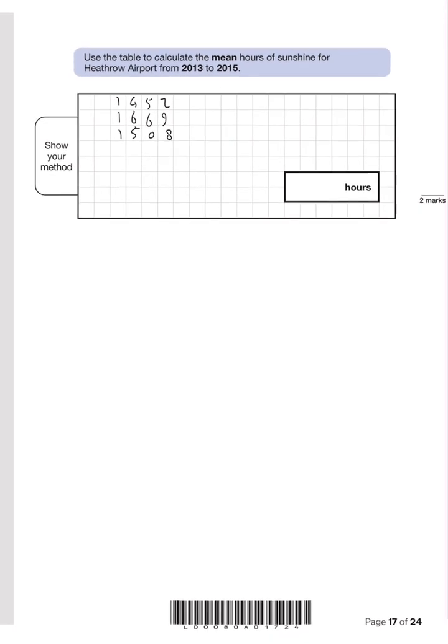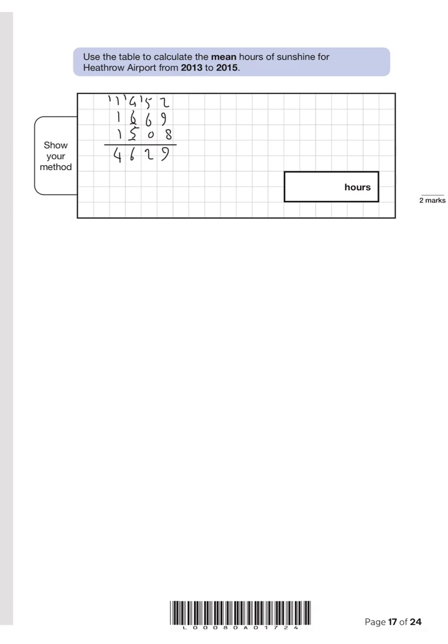And we need to calculate the mean of these numbers. And to calculate the mean, we need to add all three and then divide. So 2 plus 9 is 11. 11 plus 8 is 19. 1 plus 5 is 6. 6 plus 6 is 12. 1 plus 4 is 5. 5 plus 5 is 10. 10 plus 6, 16. I've got 4 ones here. So 4,629. That's the total.